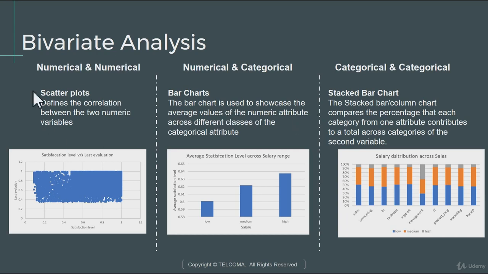You might have a scenario where you're trying to understand the relationship between two numeric attributes. Another scenario where we would have one numeric and the other categorical variable. Or the last scenario where both of them could be categorical.